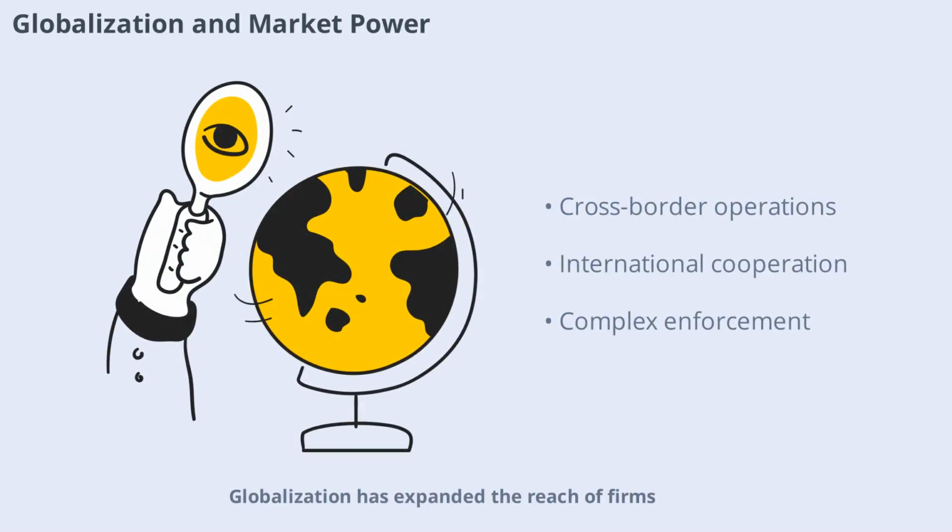Globalization has expanded the reach of firms, allowing them to operate in multiple countries and markets. This can increase market power and complicate antitrust enforcement, as different countries have different laws and priorities. International cooperation is increasingly important to address cross-border competition issues.